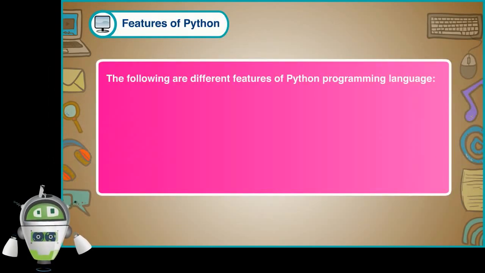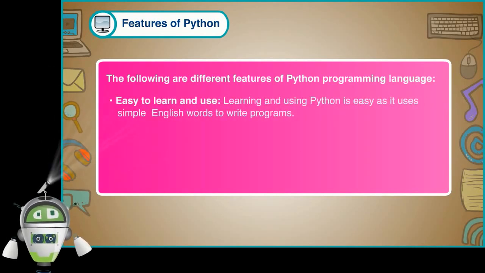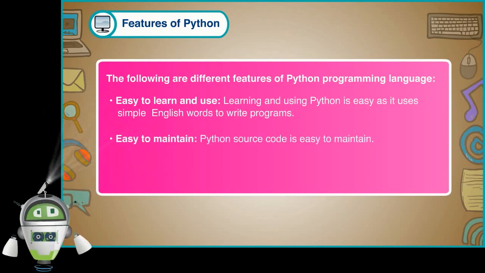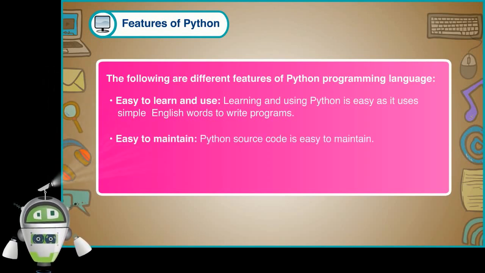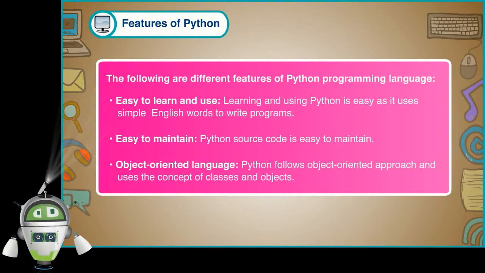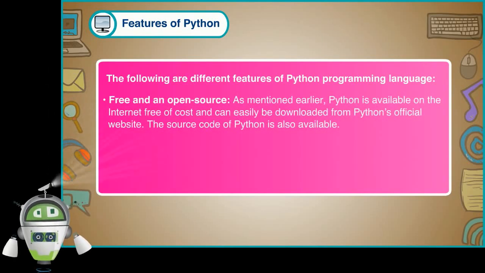Features of Python. The following are different features of Python programming language. It is easy to learn and use. Learning and using Python is easy as it uses simple English words to write programs. Easy to maintain. Python source code is easy to maintain. Object-oriented language. Python follows object-oriented approach and uses the concept of classes and objects. Free and open source. As mentioned earlier, Python is available on the internet free of cost and can easily be downloaded from Python's official website. The source code of Python is also available.